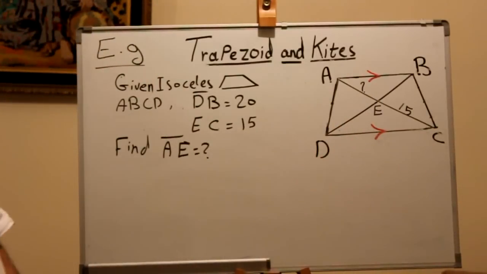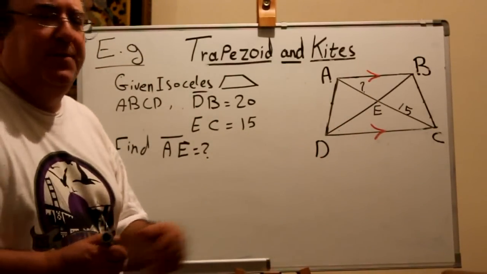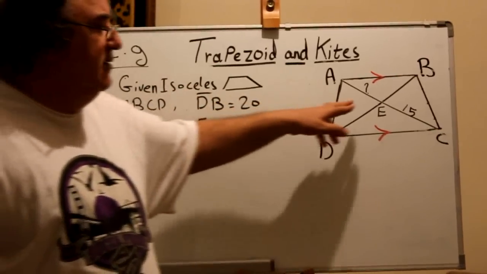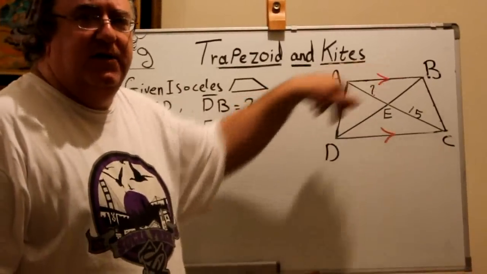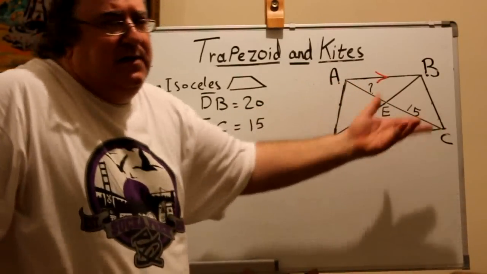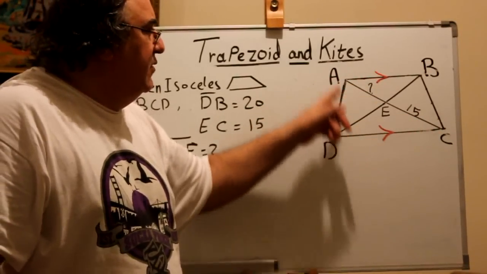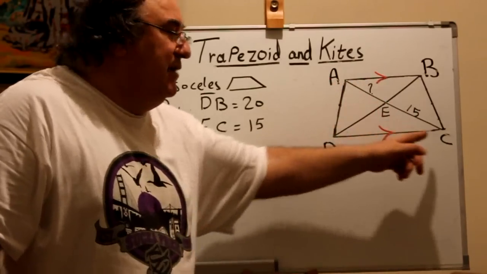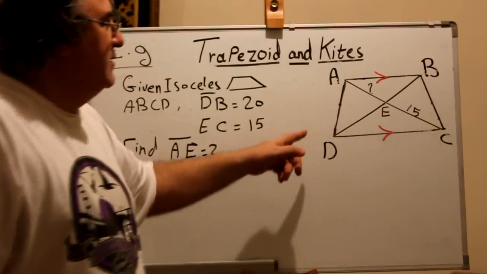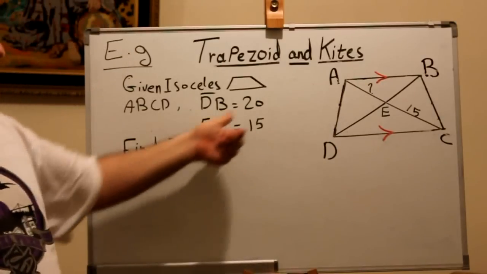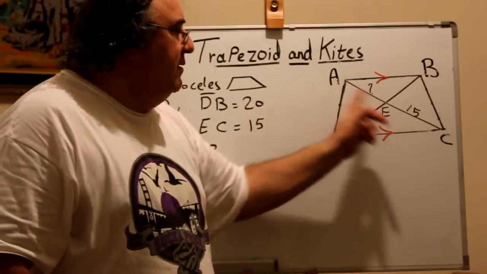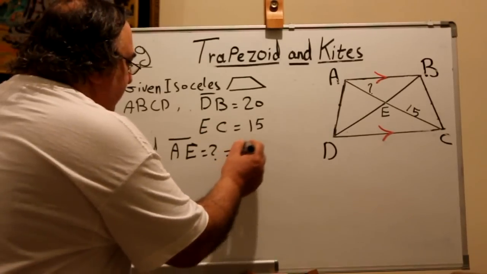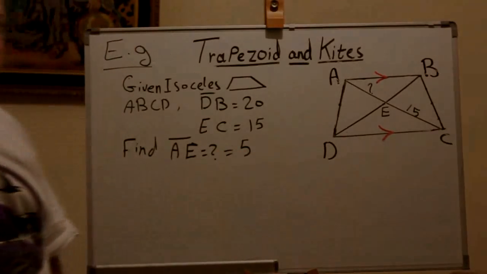Now it's obvious that we know the properties of diagonals. If it is isosceles, they are equal. So AC automatically we know is equal to DB. So AC equals 20, because DB equals 20 as it is given. So AC minus EC is 20 minus 15, and we know that AE is equal to 5. As simple as that. Thank you very much.